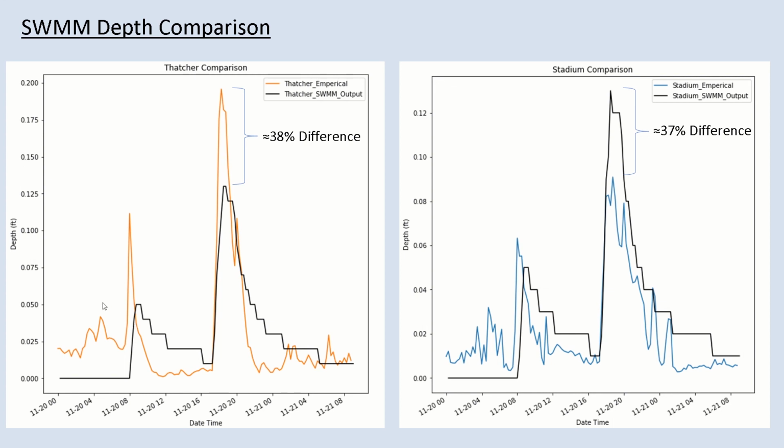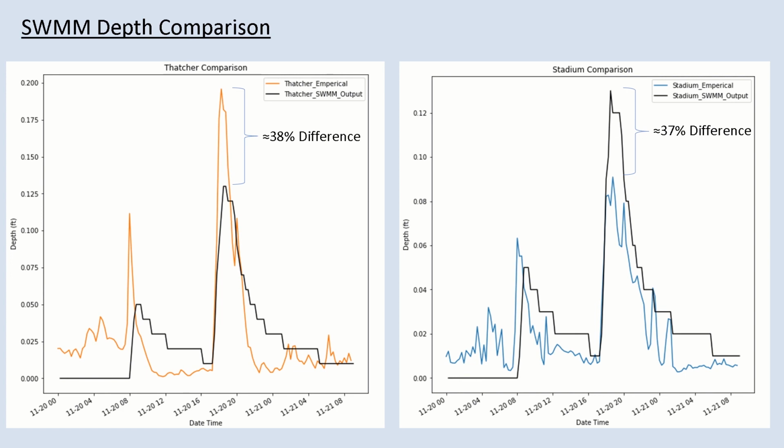One note are the non-zero values before and after each period of rainfall in the empirical data. The reasoning for these values is not exactly known, but can likely be attributed to one or a combination of small and variable base flow, inaccuracies in the sensors, inaccuracy in the measurement of the zero depth, or obstructions in the ultrasonics range.